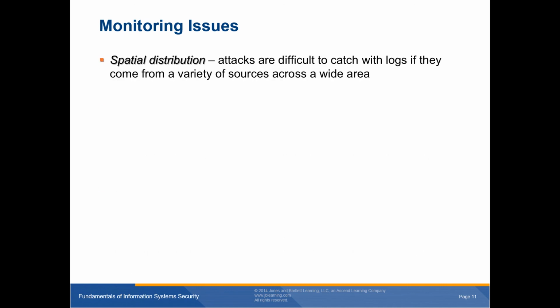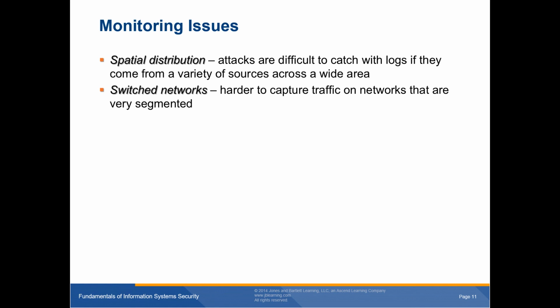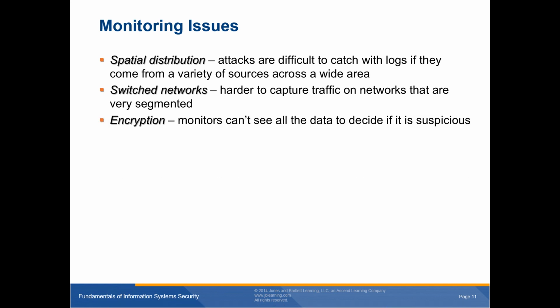There are monitoring issues. The first one is called spatial distribution. Attacks are difficult to catch with logs if they come from a variety of sources across a wide area. And switched networks: it is harder to capture traffic on networks that are very segmented. Encryption: monitors can't see all the data to decide if it is suspicious.